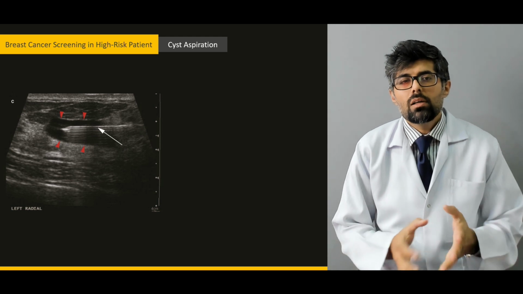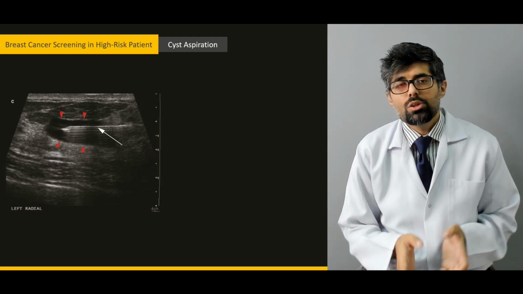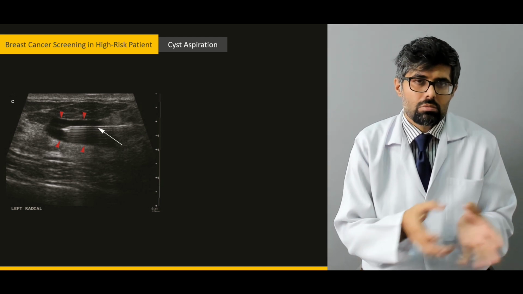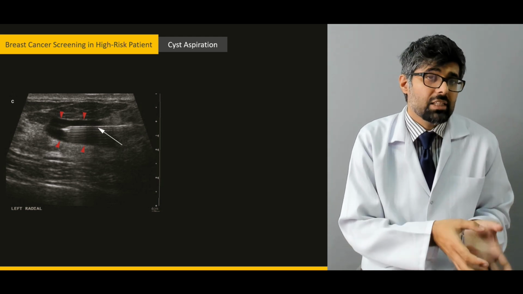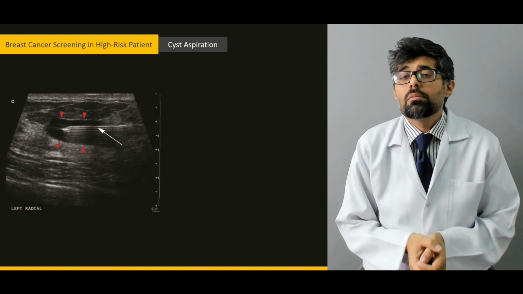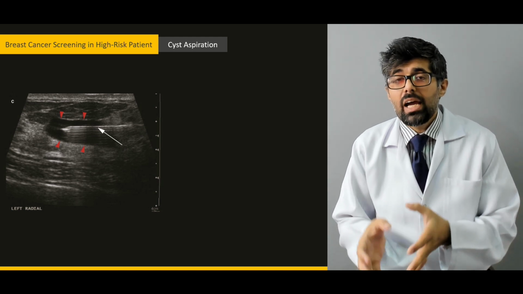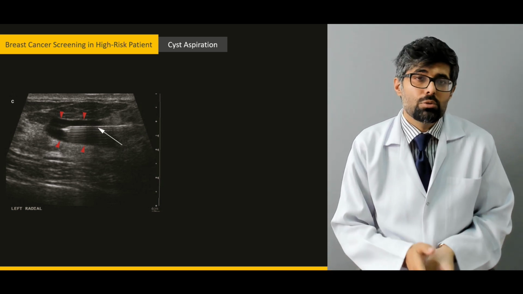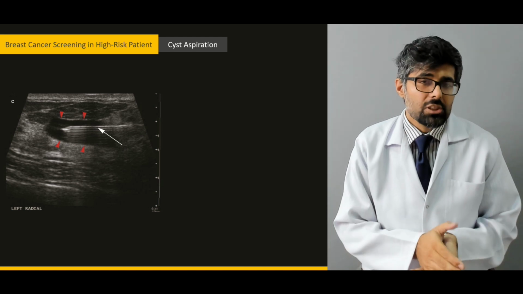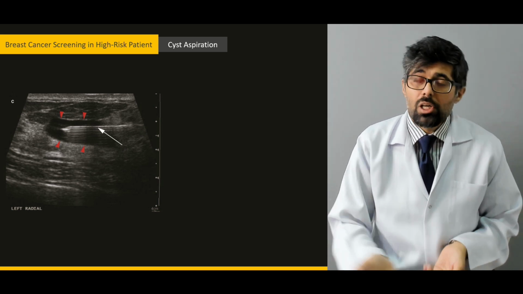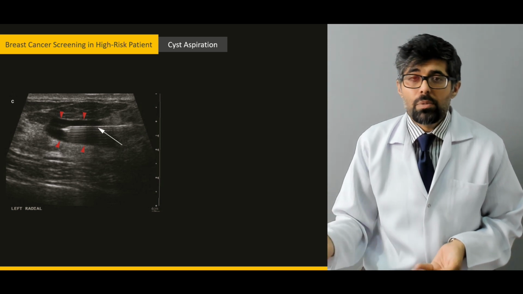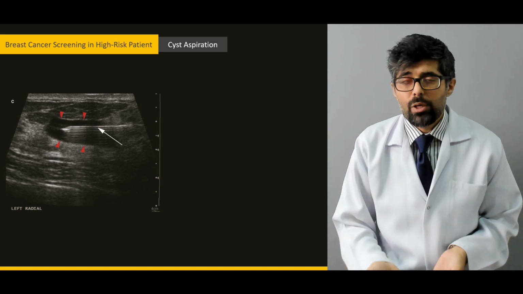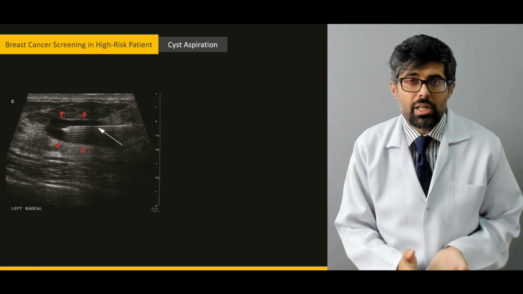Now, all of the previous talk was about the patients who are at average risk for breast cancer. But there are some patients which we label as high risk. Now, what constitutes a high risk patient and what constitutes a low risk patient? A low risk patient must undergo yearly mammogram screening, but a patient with a high risk must undergo exams more frequently and at an earlier age.